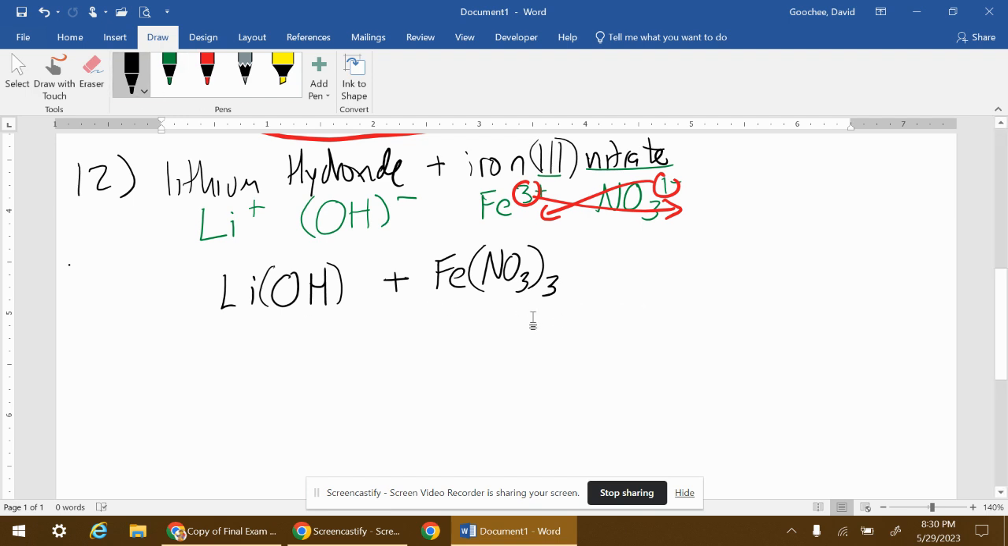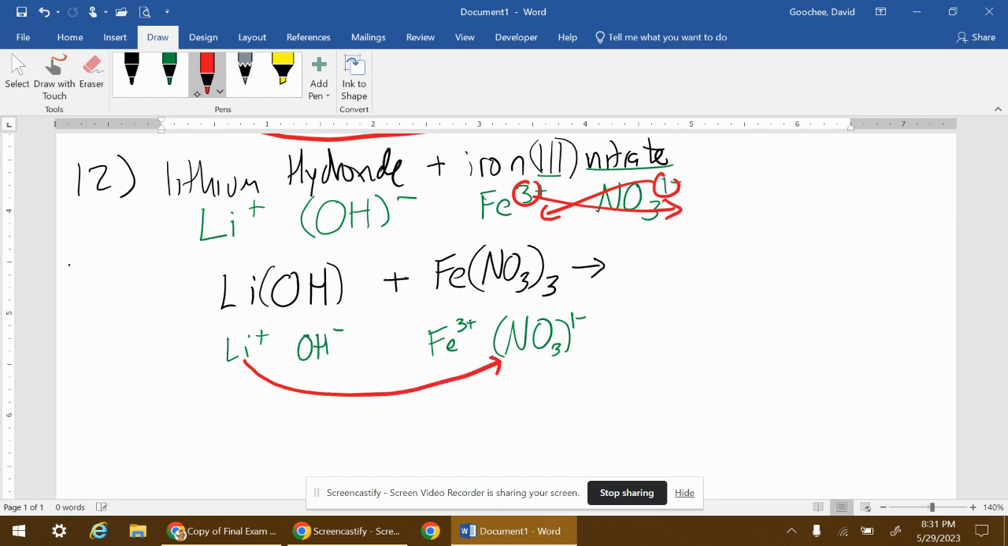Okay? It's called iron 3 nitrate, not because there's 3 irons, but because iron has a +3 charge in this case. All right, so what do these things combine to form? Well, once again, lithium is a 1 plus ion, hydroxide is a 1 minus. Iron 3 is a 3 plus ion, and nitrate is a polyatomic with a 1 minus. So I'm going to combine lithium and nitrate and iron 3 and hydroxide, all right, to make a new compound.